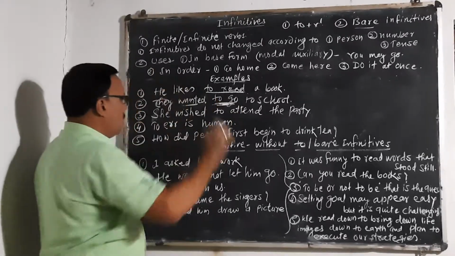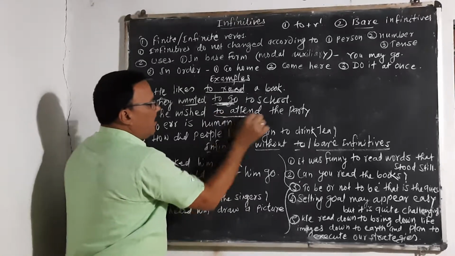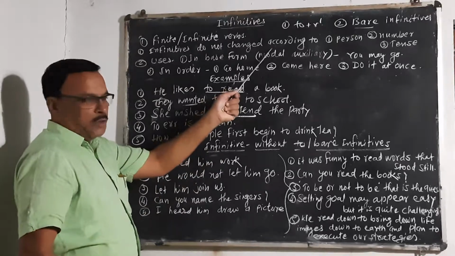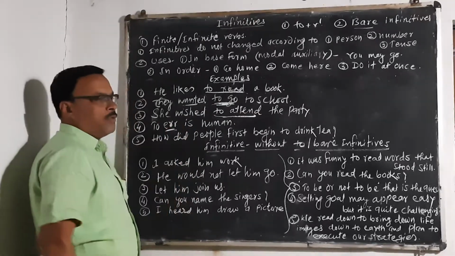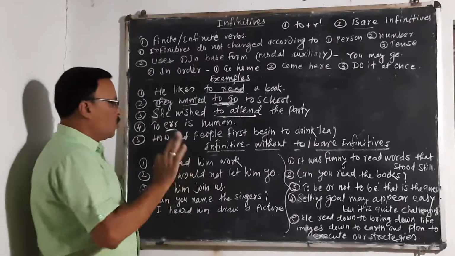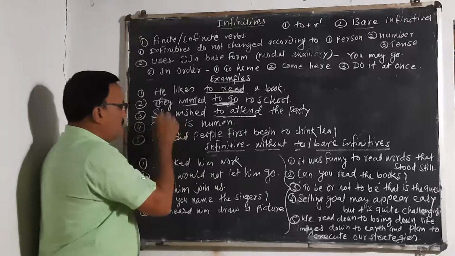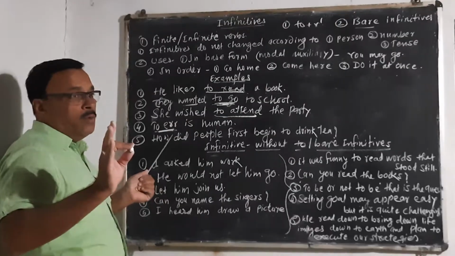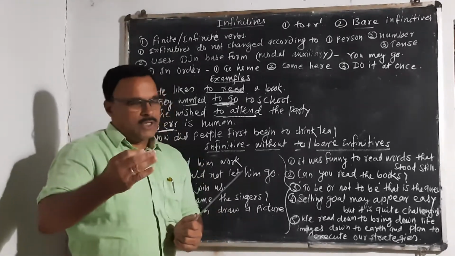Okay. Then third sentence, she wished to attend the party. To attend is the infinitive. Fourth, to err. Err means चुकणे. To err is human. चुकणे हा मानव धर्म आहे, मानवाचा गुण आहे. To err. Now it is in the place of subject. Means the infinitive can do the work of a subject or the object in a sentence.